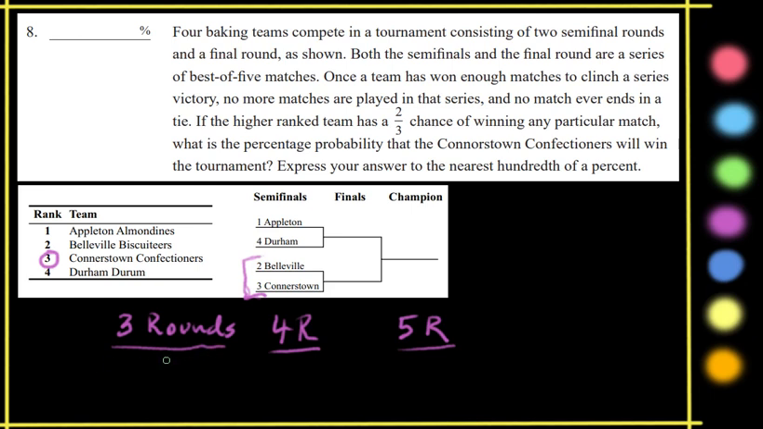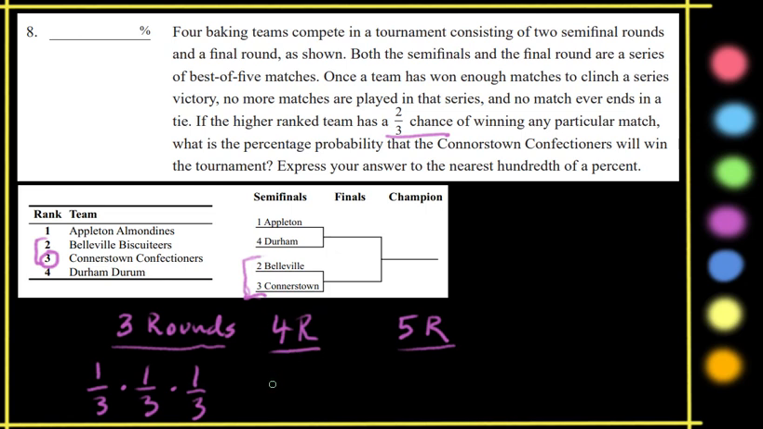What's the probability that they'll win in 3 rounds? Well, they'll have to win the first game, which is a 1/3 chance, because they're paired up against number 2. So it's a 1/3 chance because they are the lower ranked team. The higher ranked team has a 2/3 chance of winning. That means the lower ranked team has a 1/3 chance. So they'll have to win the first one. They'll have to win the second one, which is also a 1/3 chance. And they'll have to win the third one, which is a 1/3 chance. So we can just multiply those together to get that probability.